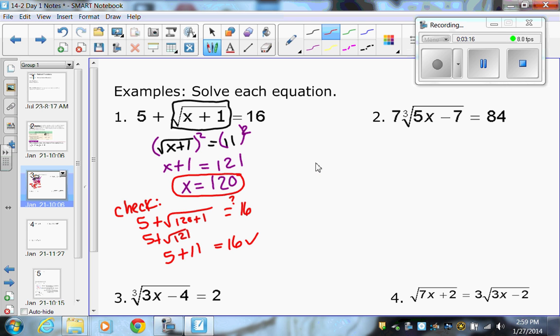Let's try another. The first thing we want to do on this problem is to isolate the radical by itself, which in this case is the cubic root of 5x minus 7. The operation between these two is a multiplication. The opposite of multiplication is division. So I'm going to divide both sides by 7. That leaves me with the cubic root of 5x minus 7 equals 12.